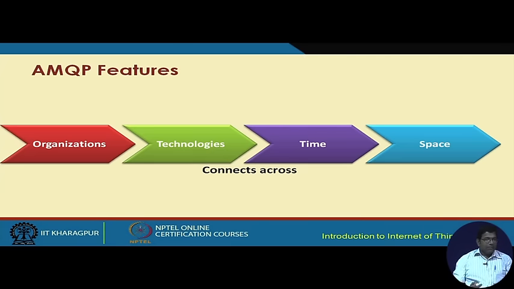So, AMQP can be thought of as a collection of different features. These features basically cut across things such as organization. So, basically AMQP can help in connecting different organizations, connecting different technologies, connecting with respect to time, that means at different points of time, and connecting the technologies and the organizations that are located in different locations as well. So, these are the main features of AMQP. So, connecting organizations, technologies, time and space which could be distinct from one another. So, AMQP basically helps in connection despite distinct organizations, distinct technologies, variations in time and variations in space.